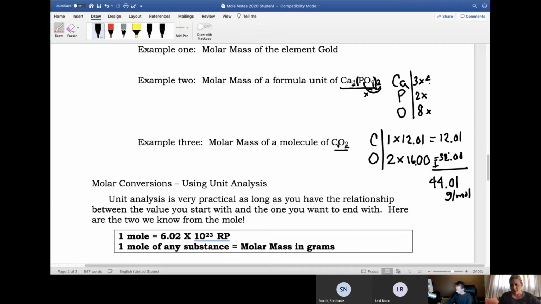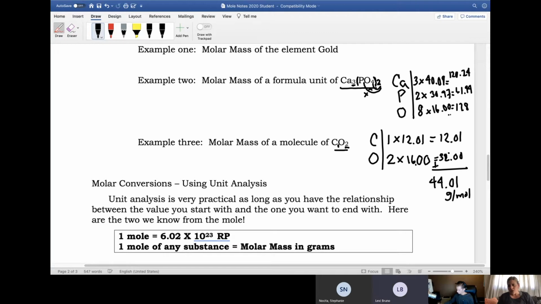Okay. What's 3 times 40.08? 120.24. And then 2 times the molar mass of phosphorus. What's phosphorus, you guys, so I can write it down? It's 30.97. Okay. So 2 times 30.97 is 61.94. Okay. And then oxygen is 16. So 8 times 16 is 128.